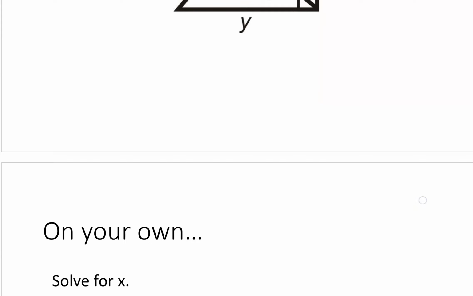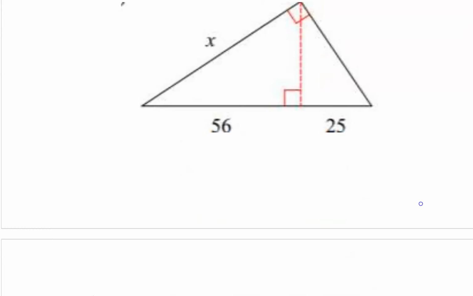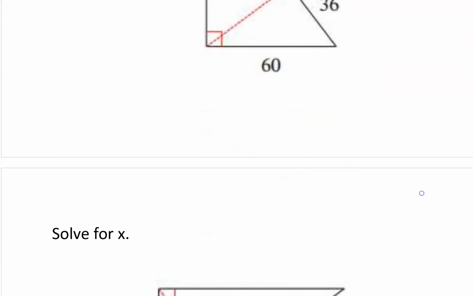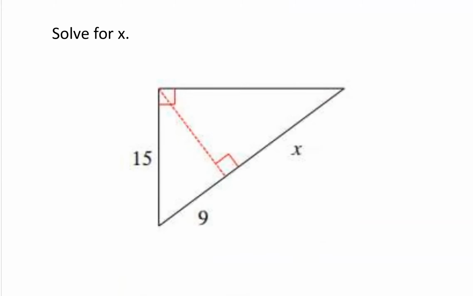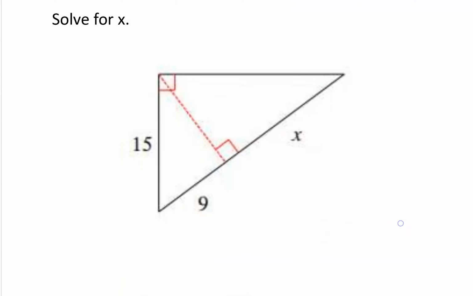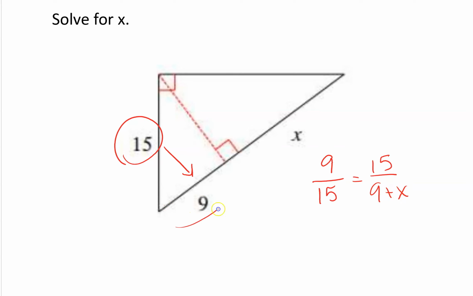Okay. Let me see if we can do one more. Here's one more example of a leg. Okay, we don't even have the altitude, so we're just dealing with this geometric mean. So I'm going to put it twice. And it's the geometric mean between 9, the side it's with, and the entire hypotenuse. So I need to add these up and get 9 plus x.